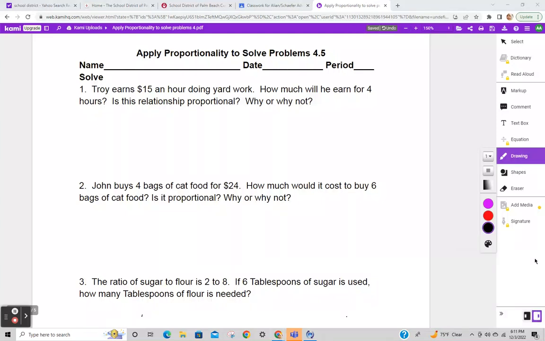Hi everyone. In this video lesson, we're going to look at some word problems that may or may not be proportional. There's multiple ways to solve these types of problems, but I'm going to use two different ways. I'm going to use proportions and I'm going to use a table of values to help us solve these problems. So let's get started.